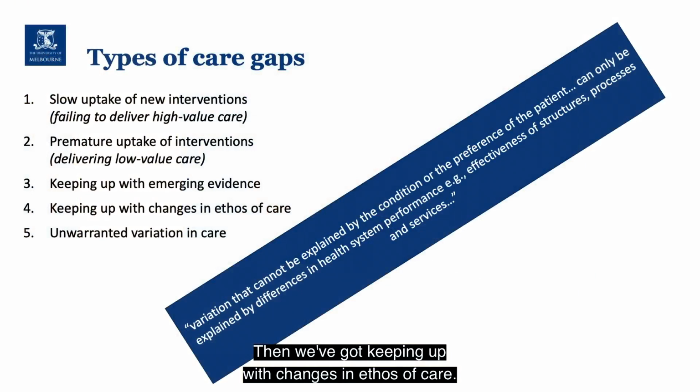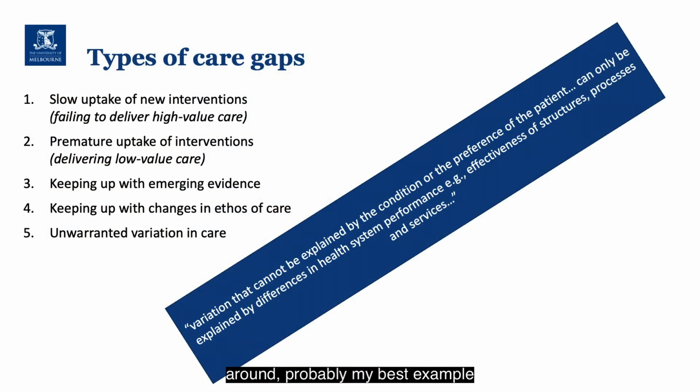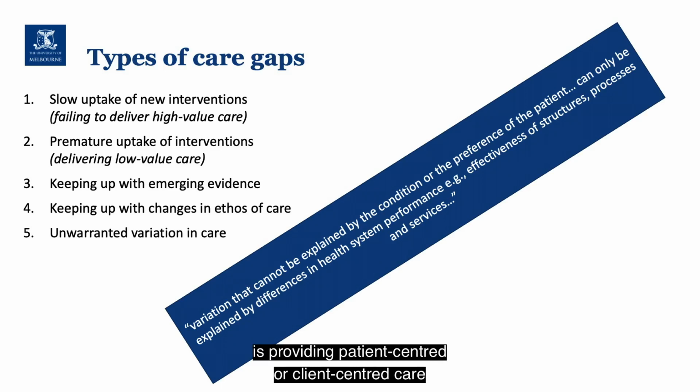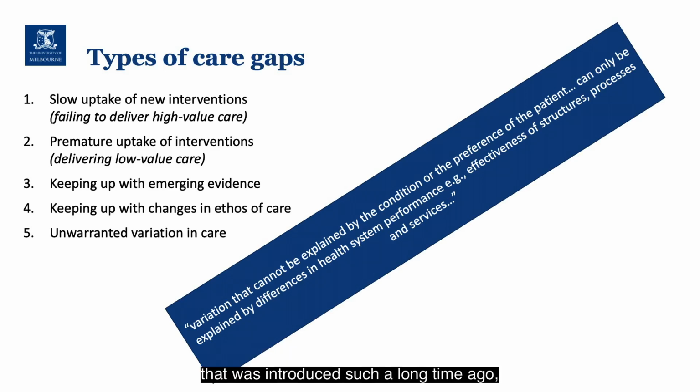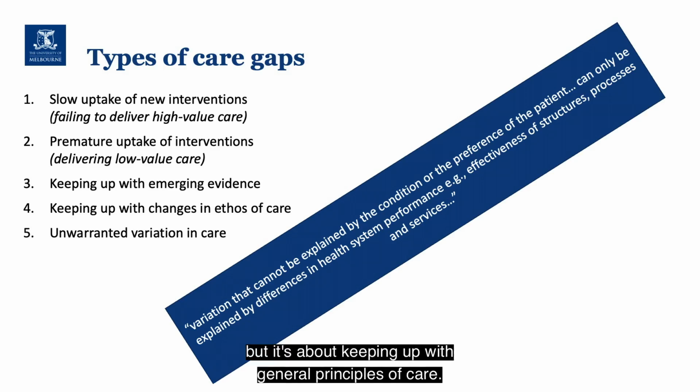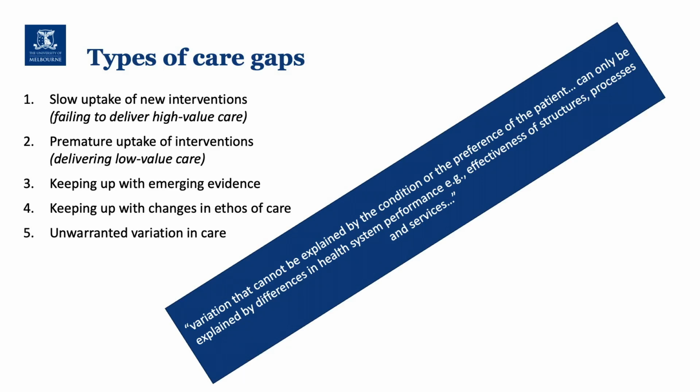Then we've got keeping up with changes in ethos of care. And that's things like when we've got broad sort of changes around, probably my best example is providing patient-centred or client-centred care. That was introduced such a long time ago, but it's about keeping up with general principles of care. And the final one is unwarranted variation in care.